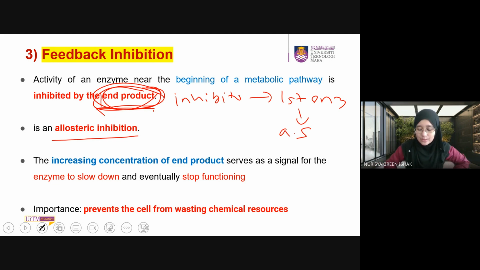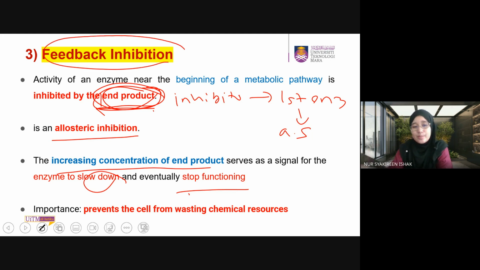So the increasing concentration of end product serves as a signal for the enzyme to slow down and stop functioning. You do not want the cell to produce end product excessively. Again, the increasing concentration of end product serves as a signal for the enzyme to slow down and eventually stop functioning. So what is the significance, the benefit of this feedback inhibition? It prevents the cell from wasting chemical resources.